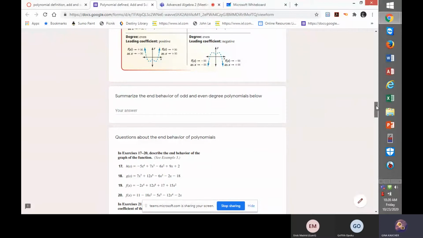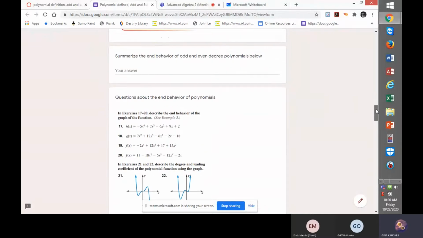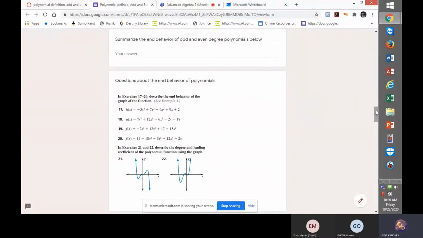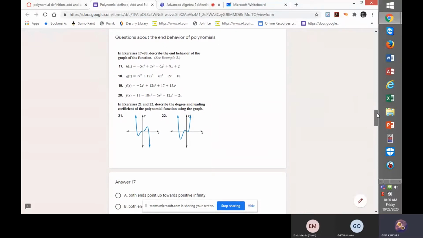Okay, summarize the end behavior. So you'll have to discuss what we just talked about there: if you have an odd degree, your ends go in opposite directions, and with even, they both point the same way. So you'll have to talk about that, and you can even say more. Questions about the end behavior.